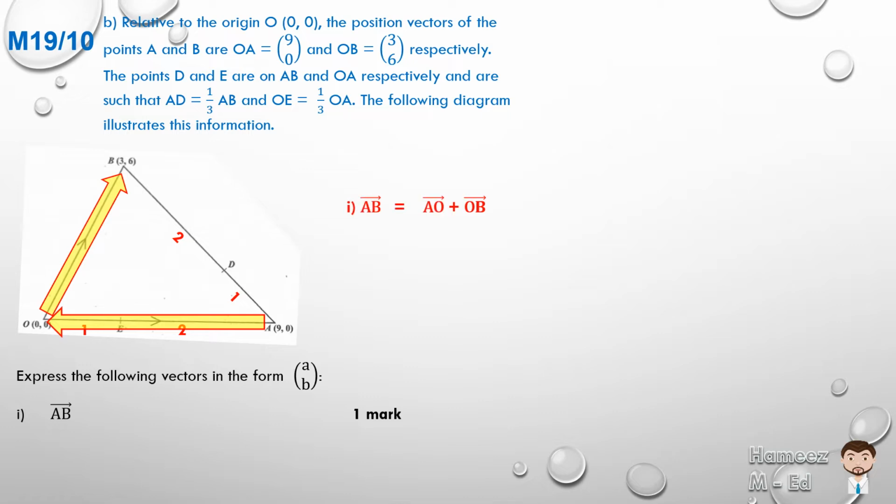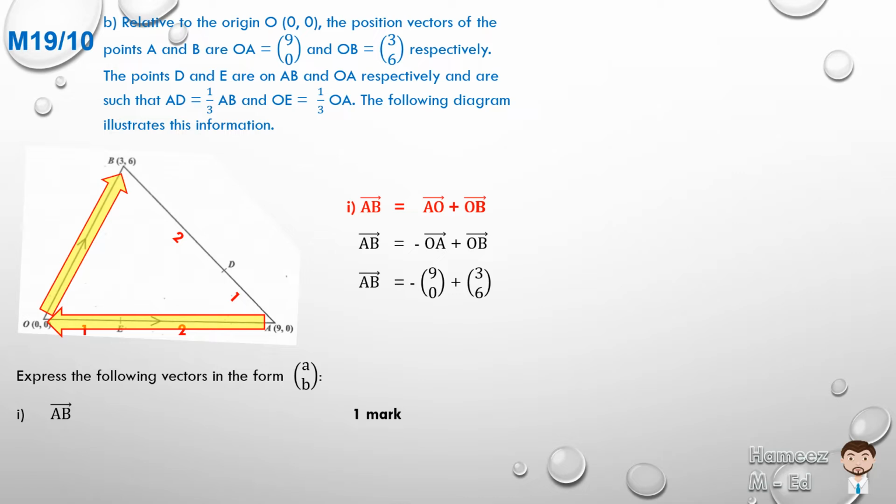AB is equal to AO plus OB. And what are we given? We are given OA. What's the difference between OA and AO? It's the same values except in the opposite direction. And how do we represent that? By putting a negative sign. So we can replace AO by stating in the second line of our working AB is equal to minus OA plus OB. And if we substitute our values that were given from above, then AB is equal to minus (9, 0) plus (3, 6). And we can solve.